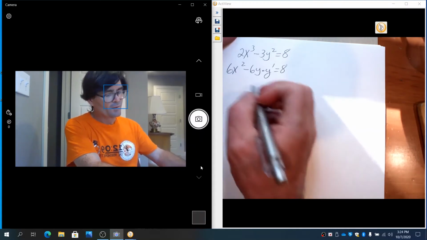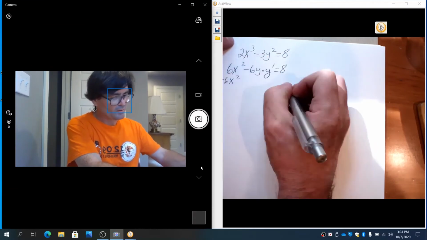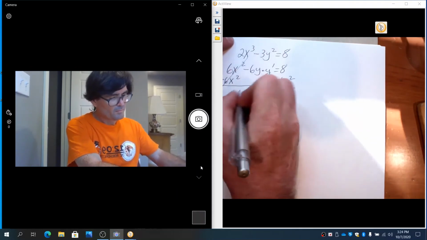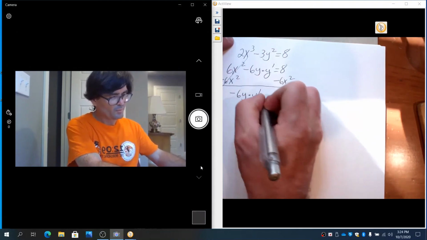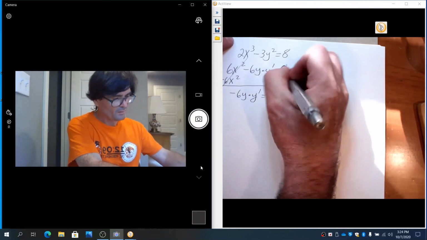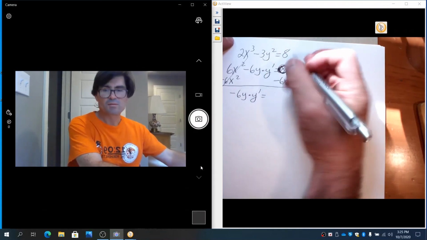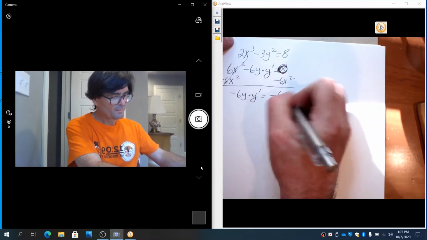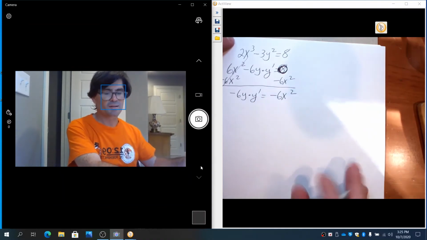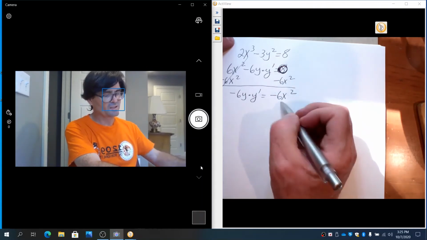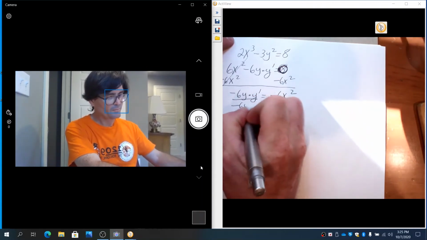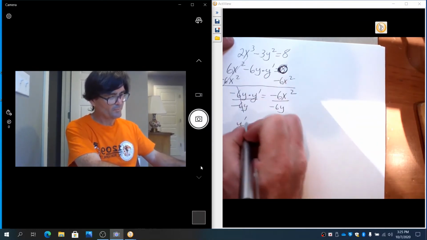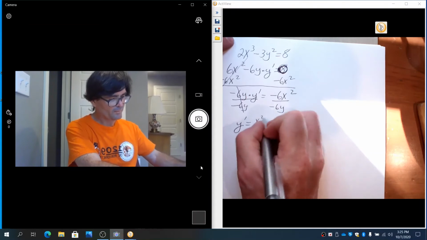But anyway, we're going to take away 6x squared: minus 6y times y prime equals, no, that was a zero. Sorry, kids, the derivative of 8 was zero. That was my mistake. So we get something like that. Taking away 6x squared, 0 minus 6x squared is minus 6x squared. Divide by minus 6y. And we get y prime equals x squared over y.